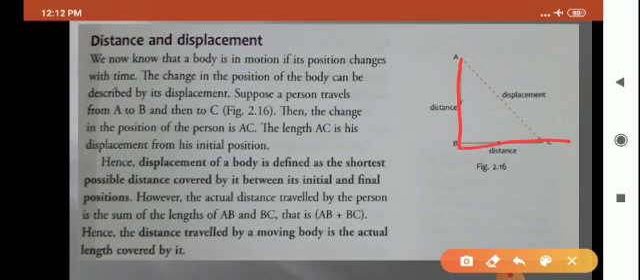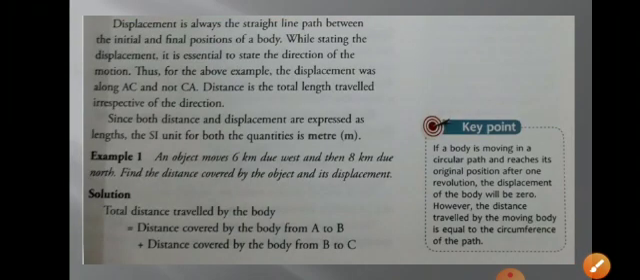Here we are not concerned about direction. We are only taking the length of the path, whereas in displacement, we are taking the length as well as the direction. But which kind of length? The shortest possible distance that a person can cover in a particular direction. I hope, children, that is clear to you.